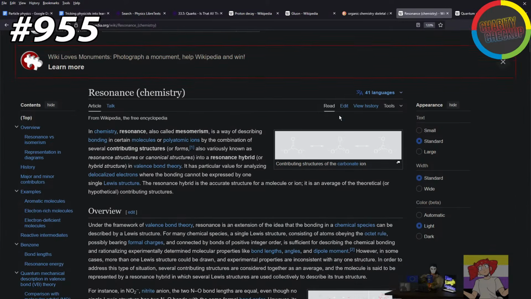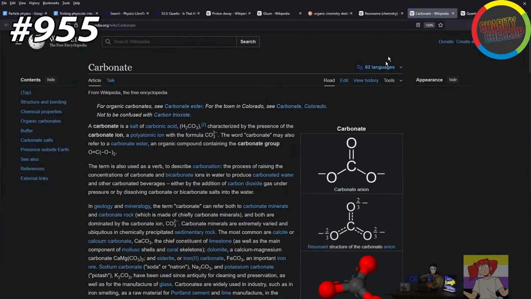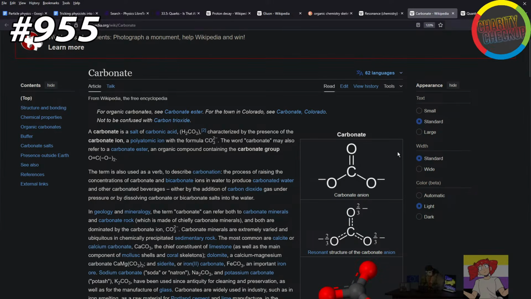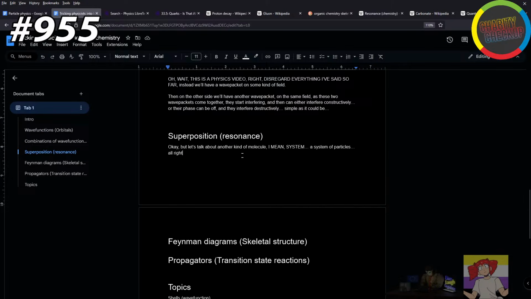In this case, we'll need an example of resonance, which carbonate, you say? No, carbonate may also refer to a carbonate. Okay, so it is just resonant. Splendid. In this system, we have one particle in the middle. Let's call it C, and 3 identical O particles around it.